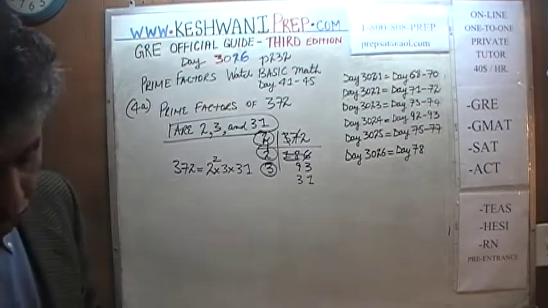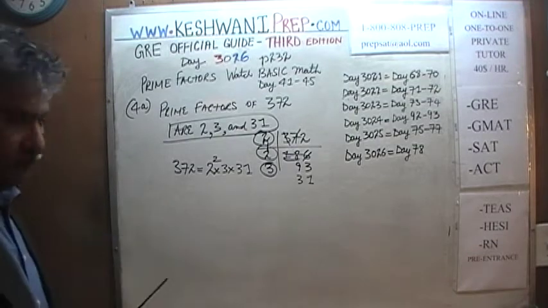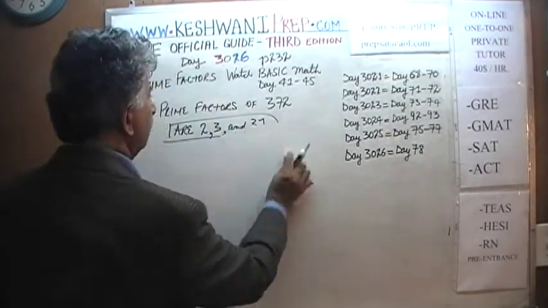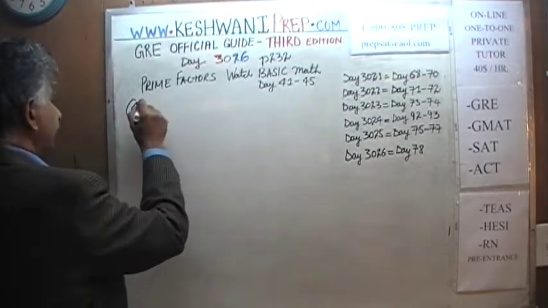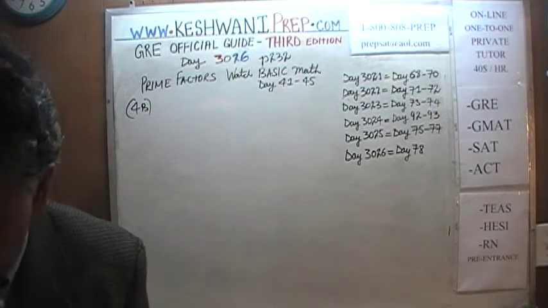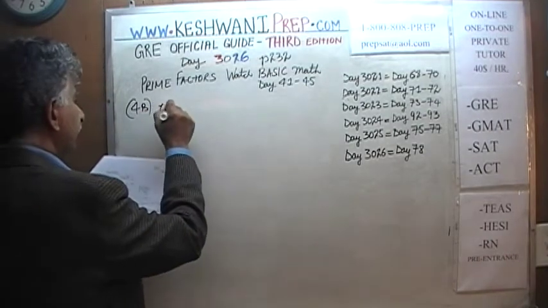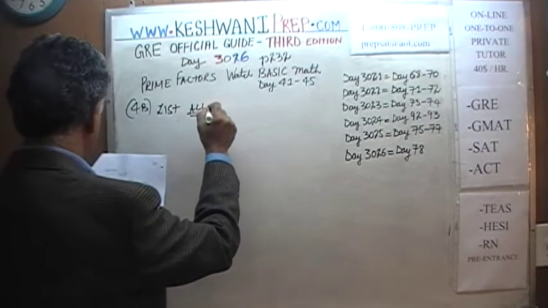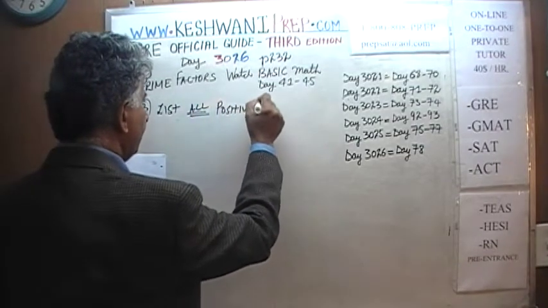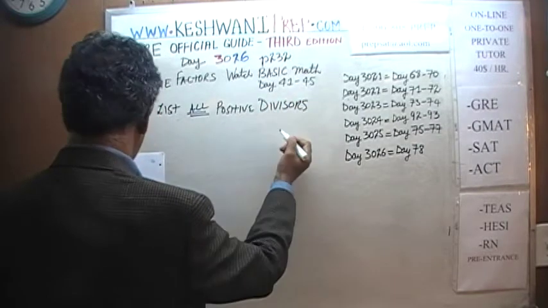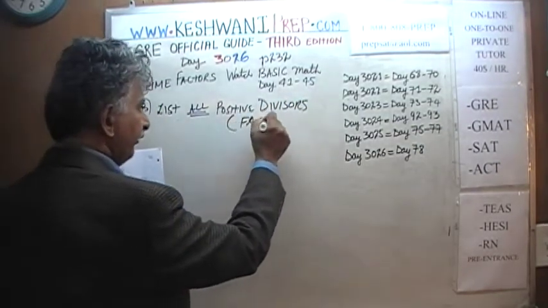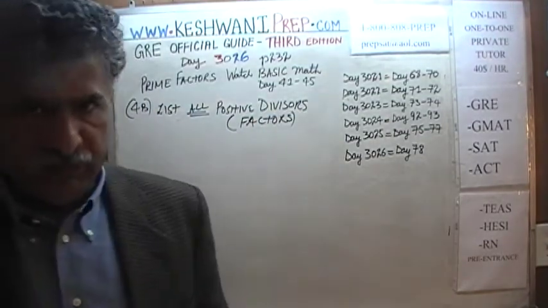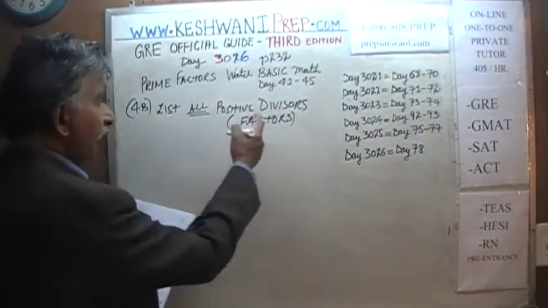The next question is asking us to list this. We are done with this thing. Part B is asking us to list not just the prime factors, but all factors. It says list all positive divisors. Positive divisors is just a very fancy way of saying factors. So here we are being asked to list not just the prime factors, which we did already, it was just 2, 3 and 31, but all the factors of 372.